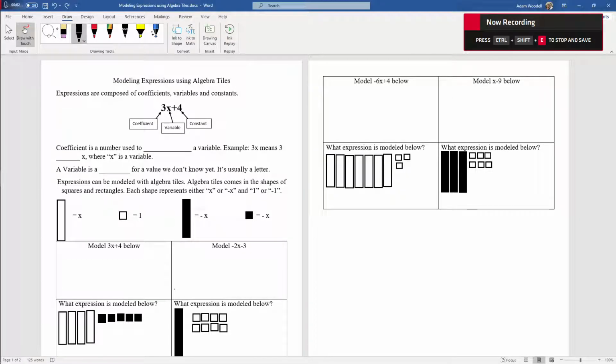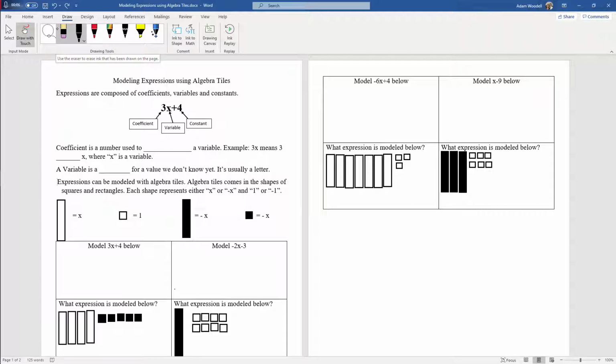Hello class, today we're talking about modeling expressions using algebra tiles. Expressions are composed of coefficients, variables, and constants, and we've given you an example down here below. Coefficient is pointing to this 3, the variable is pointing to this x, and constant is pointing to this 4. So we've got to break down what exactly those things are.